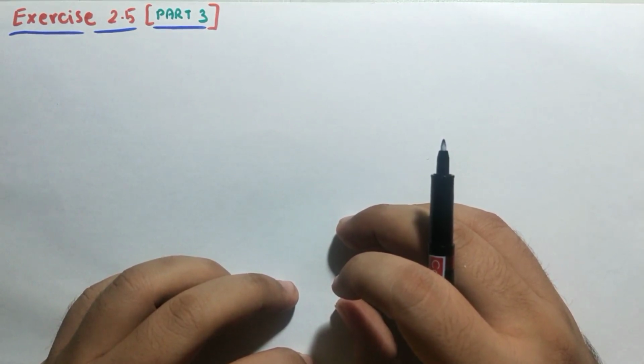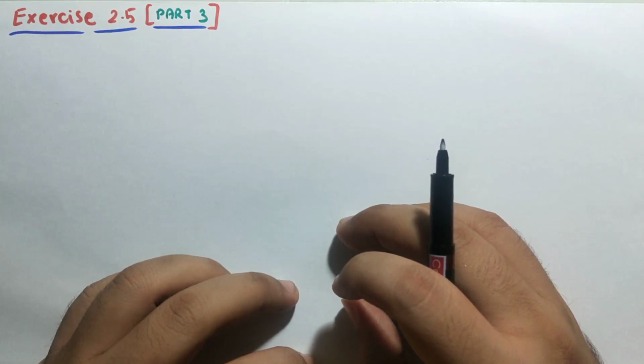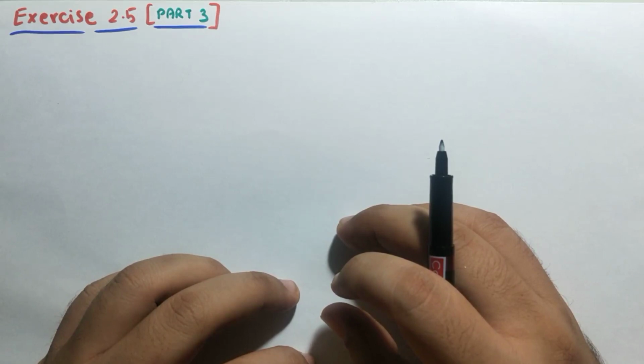Today we will learn regarding the last part of the 2.5 exercise of the NCERT 9th standard textbook. This exercise contains all the identities of algebra which are applied on polynomials.